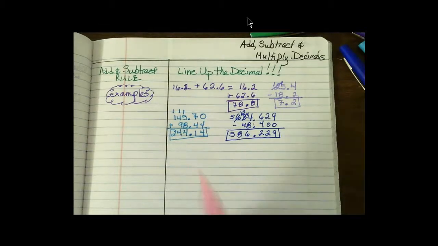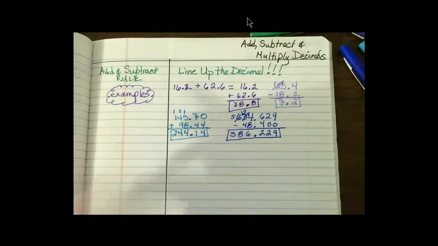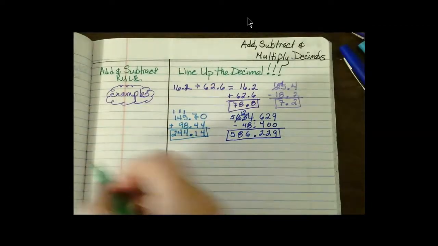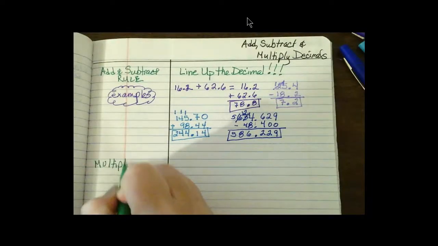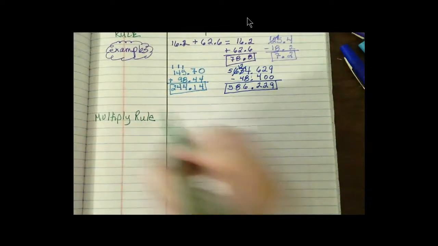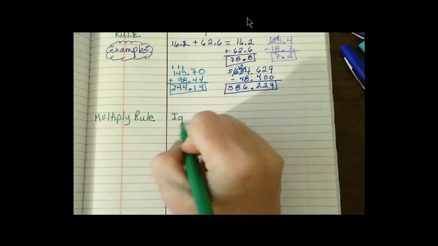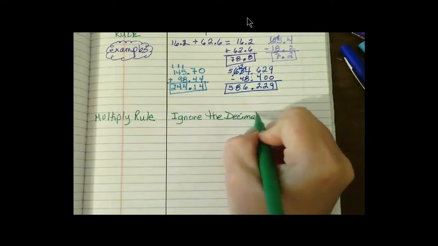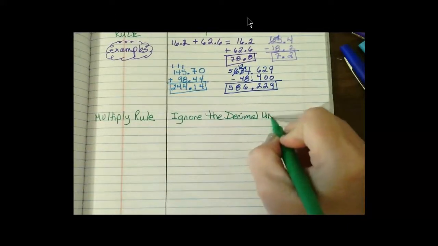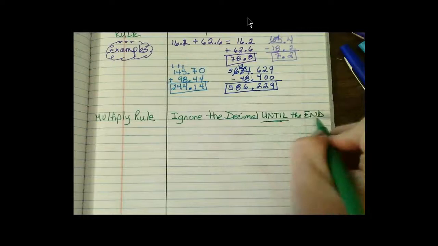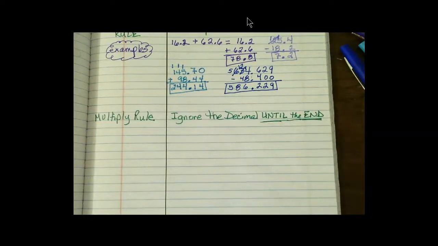Multiplication! Okay? This is cool. Your rule, I'm going to write that in green since I did green up there for rules. So, multiply rule. Okay? Ignore the decimal until the end. I know you probably have never had a teacher tell you to ignore something in math.